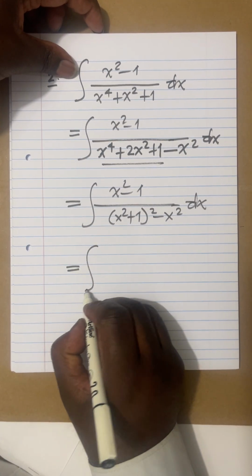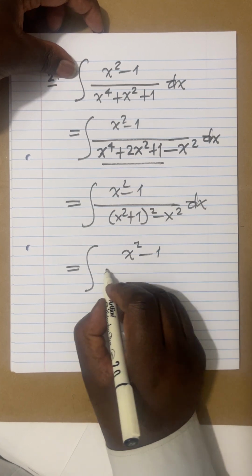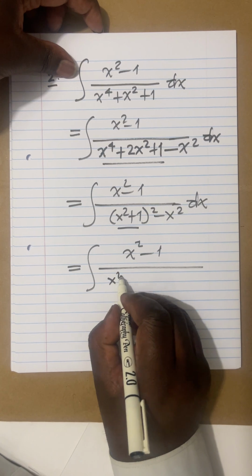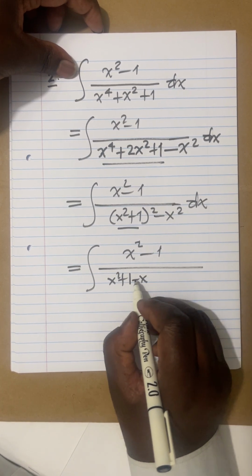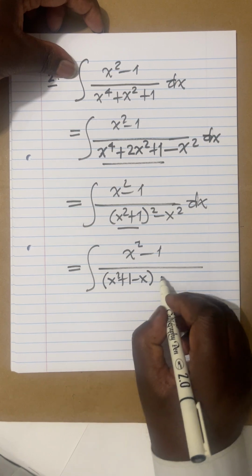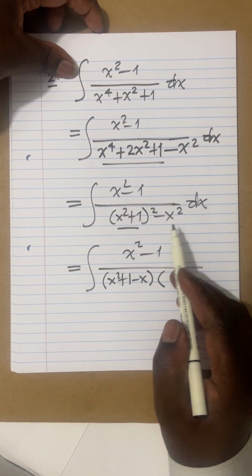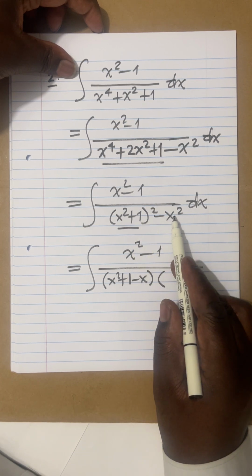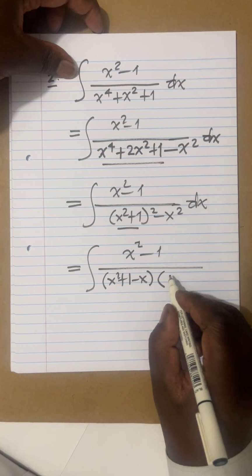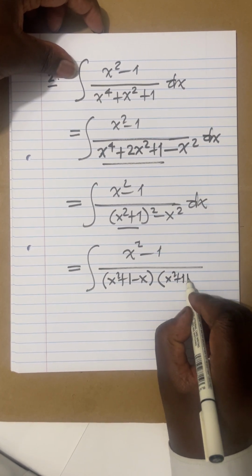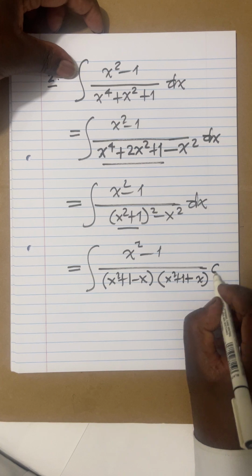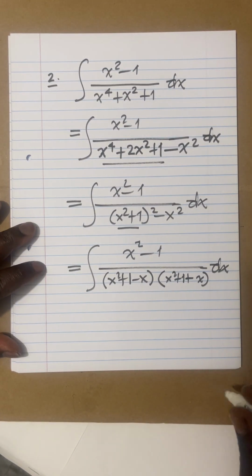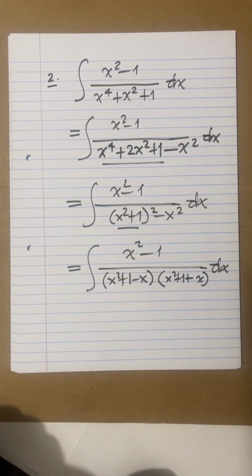So what do I get? In my next step, I'm going to have x squared minus 1 all over this part here minus x, so x squared plus 1 minus x. Or if you want, you can say plus x, it doesn't matter. In the other bracket, you must have a plus. Remember, a squared minus b squared will be a minus b, and then another bracket a plus b. So here I'm going to have x squared plus 1 and then plus x in another bracket, dx. Please expand this and you should be able to get that expression there.